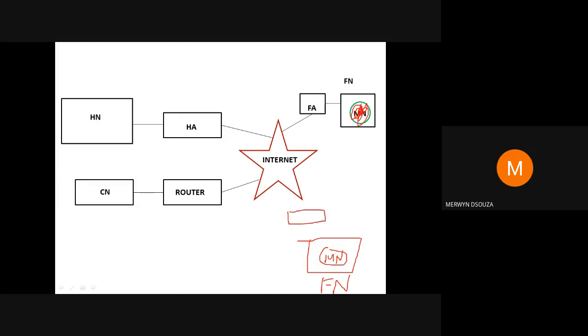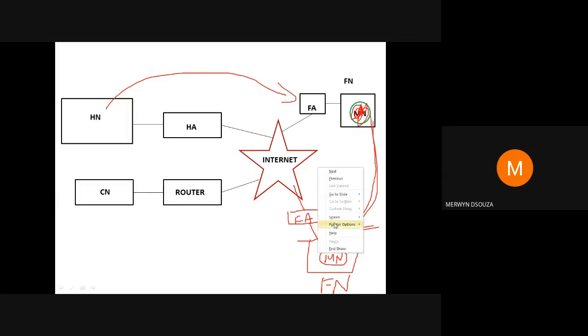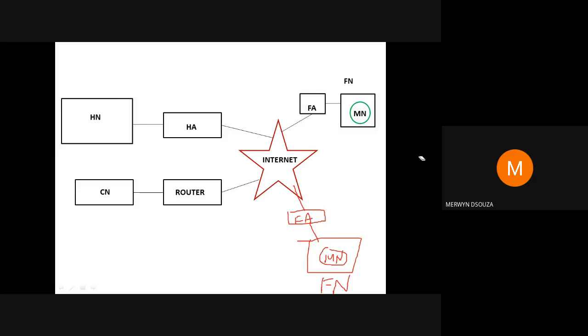There is a new foreign agent here. These are connected to the internet. So MN has come here now. From home network, it went to one foreign network. Okay. From this foreign network, it came to another foreign network. So how should the packet delivery work now? Can someone try? Do you all think there will be one more encapsulation, or what will happen? Can you all try this?